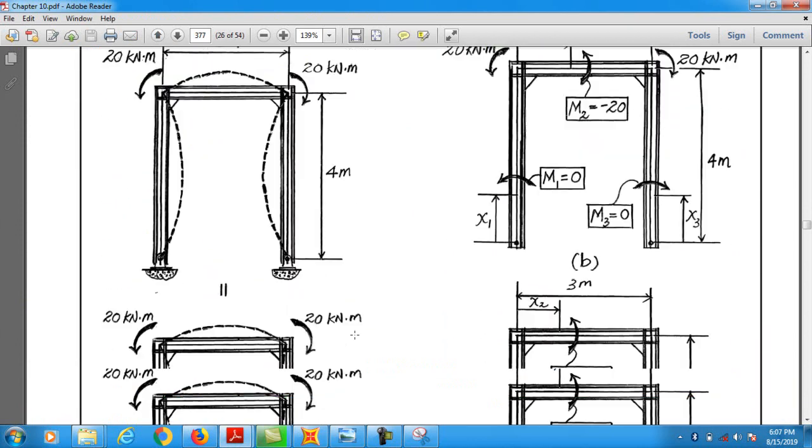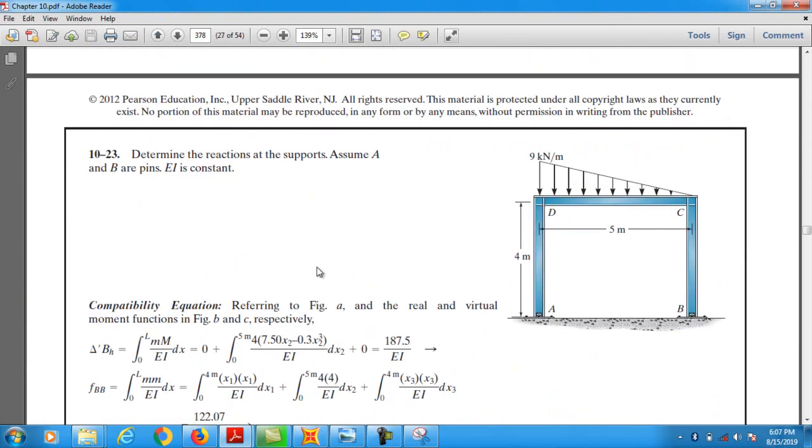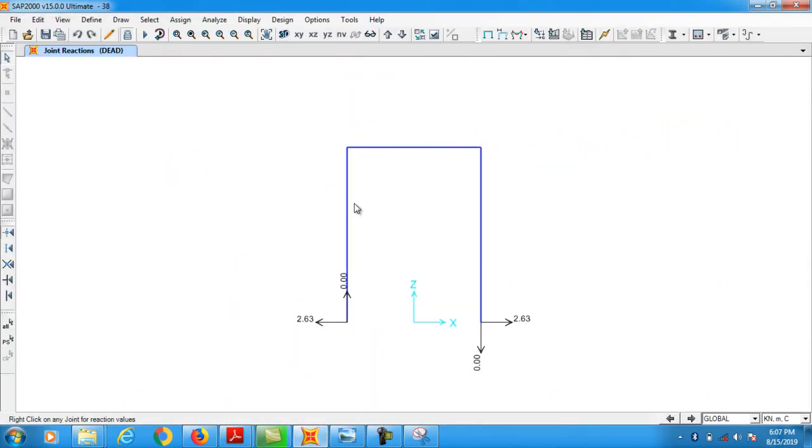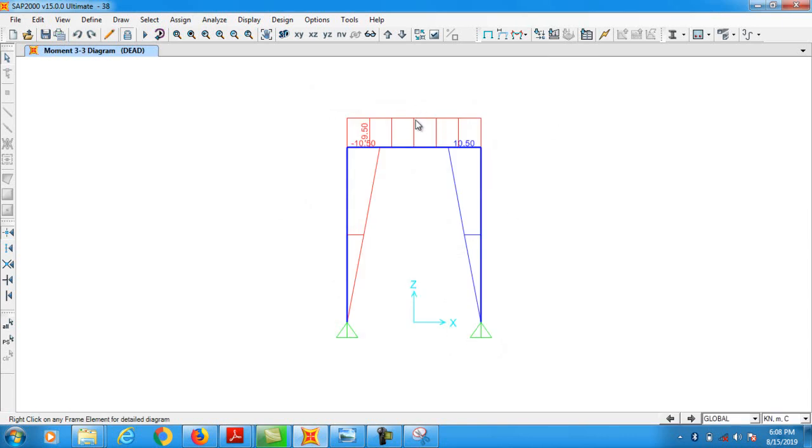Clear? So this is the way that we can analyze this frame. If you are interested in shear force and moment diagram, you select this option and then OK. If you are interested in a moment diagram, select this option and OK. This is the moment diagram. The maximum moment is applied at these points. So you see moment is 0, and this is a hinge. So a hinge does not take any moment, therefore it is 0. Clear?